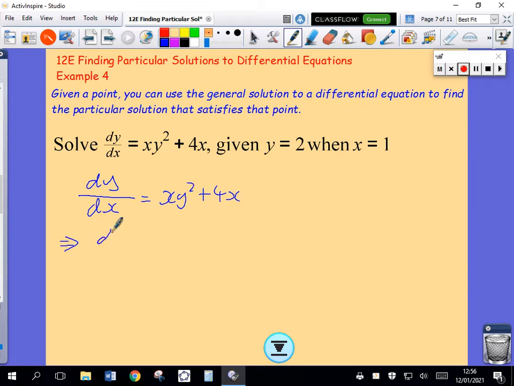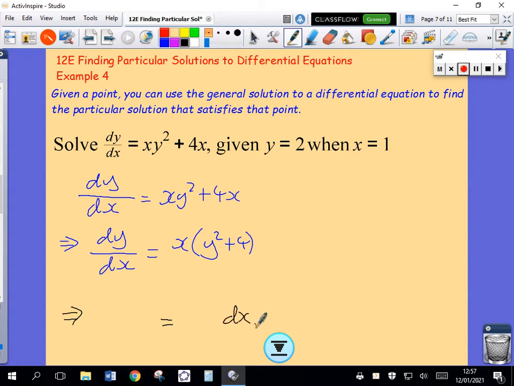So we're going to get dy dx is equal to, I'm going to factor out that x, and its factor pair is y squared plus 4. Now what I can do is divide on both sides by y squared plus 4, and at the same time multiply on both sides by dx. Multiplying by dx on both sides will eliminate this division over here and get me a dx over there.